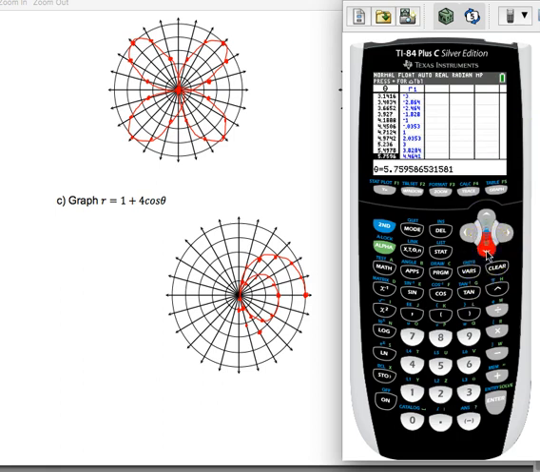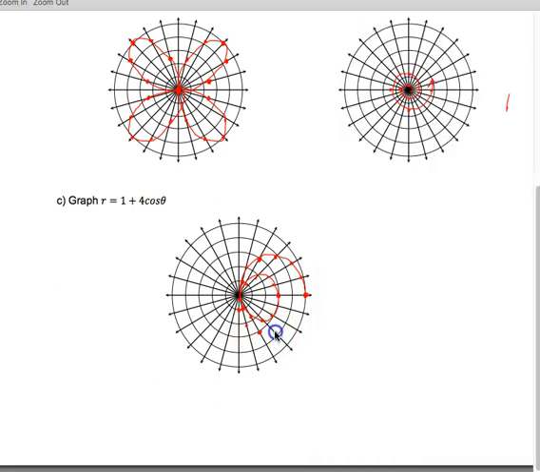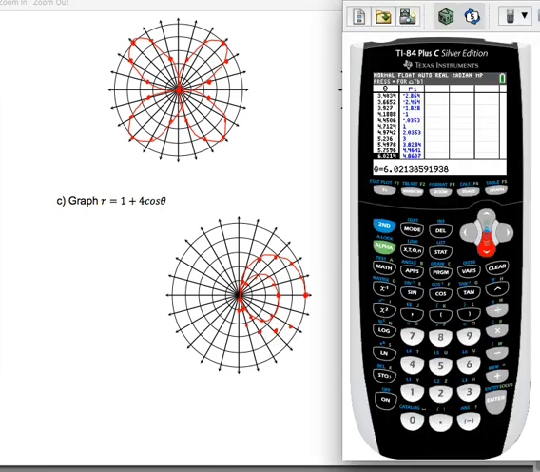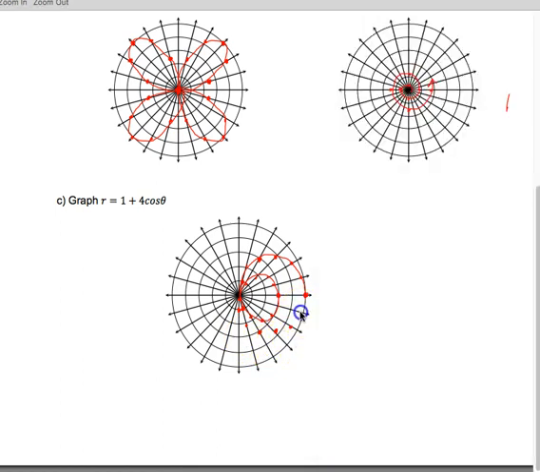Then 3.8, 4.46. So 3.8, 4.46, 4.8, and then back to 5, which completes the outer part. And so then we have a very lovely graph, and we are done.